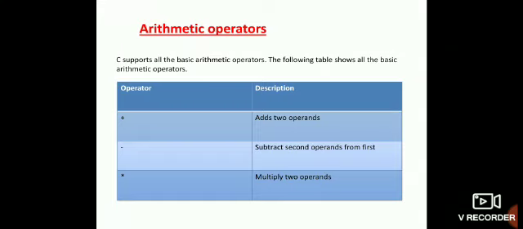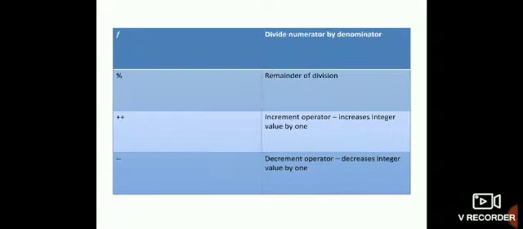The first arithmetic operator is unary plus or addition. The next arithmetic operator is unary minus or subtraction. Then is the multiplication, which multiplies the two operands. The next is division, which divides the numerator by denominator. The next is modulus or modulo division, which gives the remainder after division.